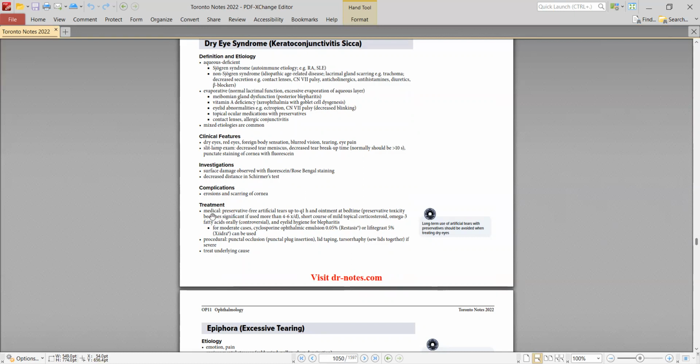Treatment is medication. You give artificial teardrops. Teardrops are available in the pharmacy, so they can use over the counter teardrops. And ointment is very thick, so this is just at bedtime. They should not use it more than 4 to 6 times. A mild short course of corticosteroid can be used. Omega-3 fatty acids can be used. For moderate to severe cases, you can even try cyclosporin. Cyclosporin is an immunomodulator for the severe cases.